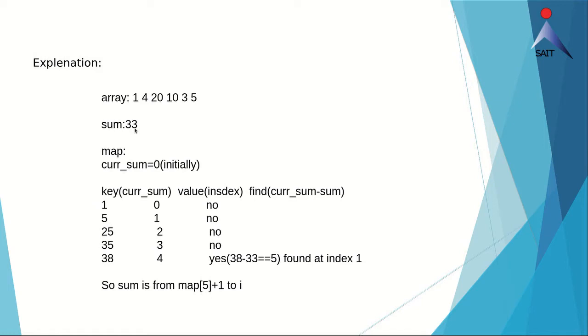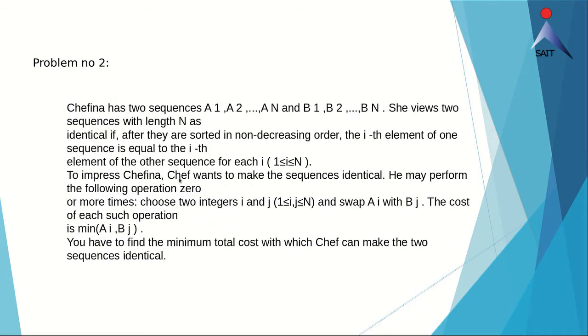Suppose the example is 1 4 20 3 10 5 and the sum is 33. As mentioned earlier, the current sum is 0 initially. Suppose we are iterating from index position 0. At index position 0 the current sum is 1 and the index position is 0, and current sum minus sum is not found. Again, as we iterate through it, let's first see the code of it.